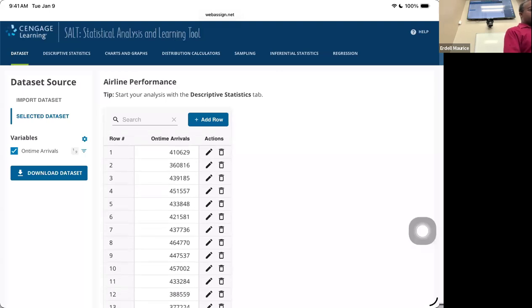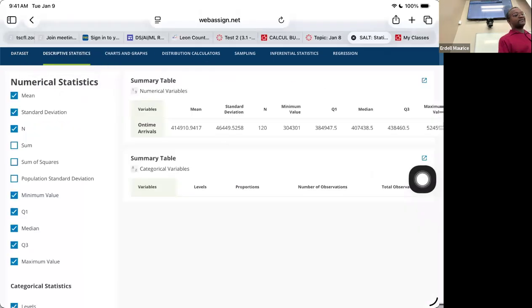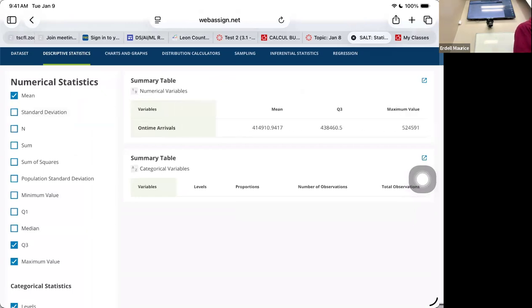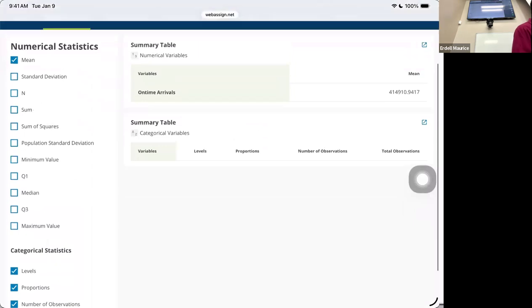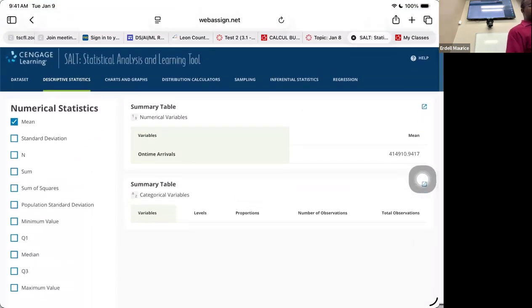Once I have those on-time arrivals, I can then go into what's called descriptive statistics. See right here, your descriptive statistics. You're going to click right here, and then your descriptive statistics will do all the calculations that you're looking for. Let me uncheck all of these so you can look at them one at a time. For example, if you want to find the mean, you just check the mean button, and then it'll give you the average right here. It added up all the numbers and then divided by however many years they had, and gives us the mean right here.